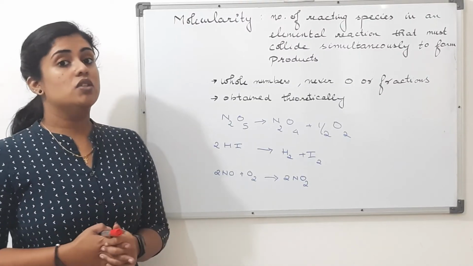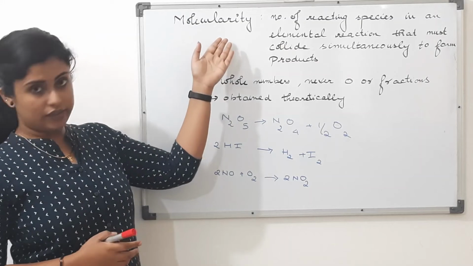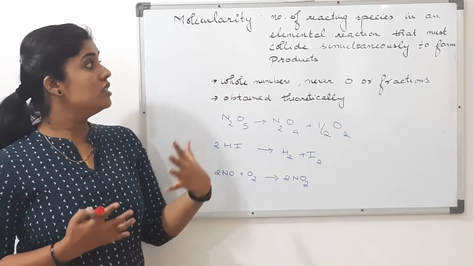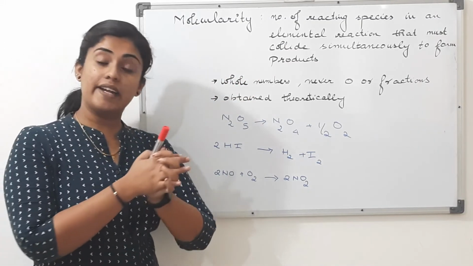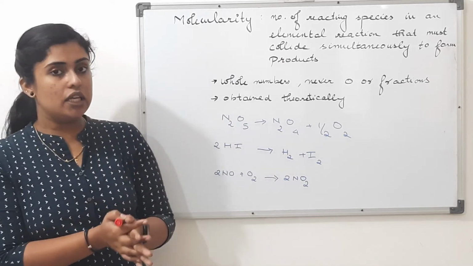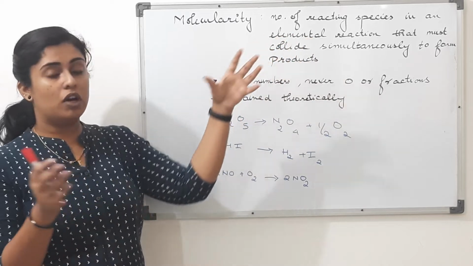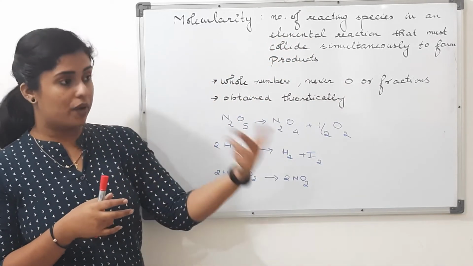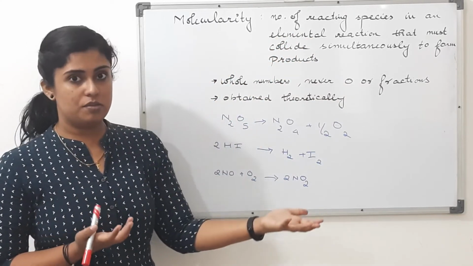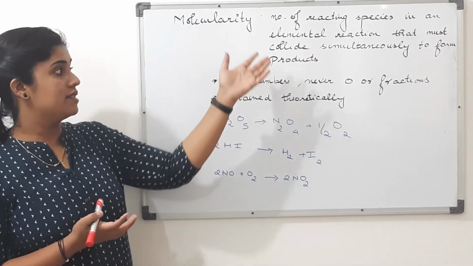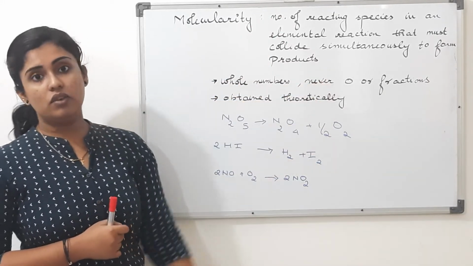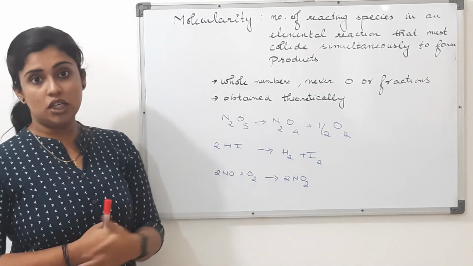Another term similar to the order of the reaction is the molecularity of the reaction. Molecularity refers to the number of reacting species in an elementary reaction that collide simultaneously to form the product. So molecules come and collide together to form the product, and the number of such reacting species that collide with each other simultaneously in an elementary reaction gives rise to the molecularity.